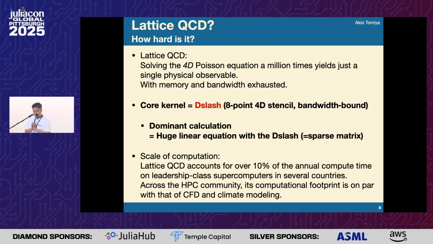And the scale of the computation is very large. Lattice QCD accounts for over 10% of the annual computation time on the leadership-class supercomputers in several countries. And across the HPC community, its computational footprint is on par with CFD and climate simulations.